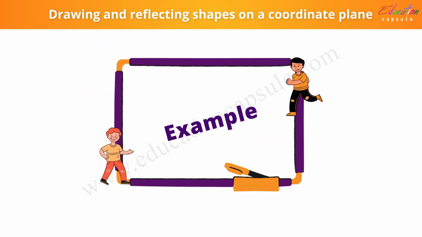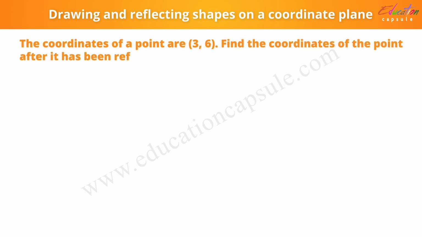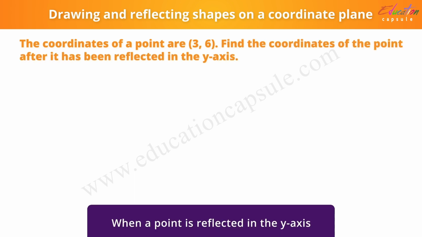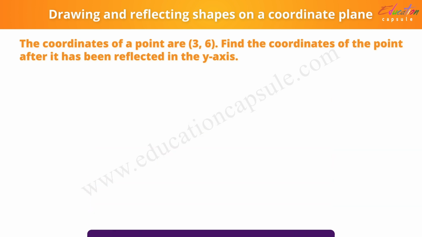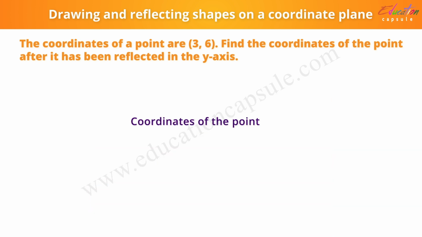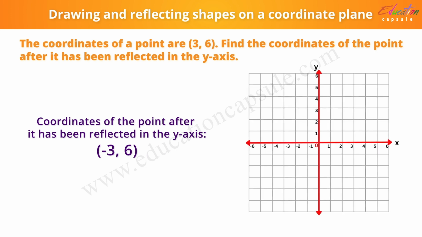Let's take a look at an example. The coordinates of a point are 3, 6. Find the coordinates of the point after it has been reflected in the y-axis. So when the point is reflected in the y-axis, the coordinate of y stays the same, but the coordinate of x is inverted. So the coordinates of the point after it has been reflected in the y-axis would be -3 and 6. We can check this with the help of the grid like this.